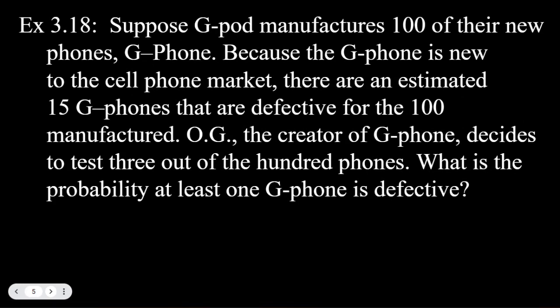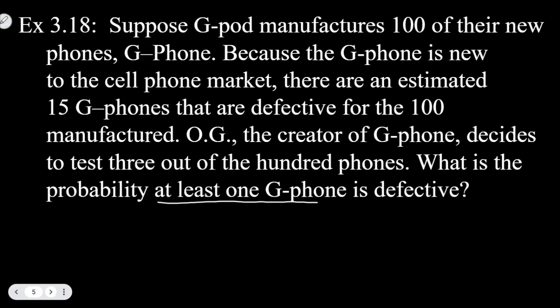Example 318, suppose G-Pod manufactures 100 of their new phones, the G phone. I think we might be alluding to something here. Because the G phone is new to the cell phone market, there are an estimated 15 G phones that are defective for the 100 manufactured. OG, the creator of G phone, decides to test 3 out of the 100 phones. What is the probability that at least one is defective?